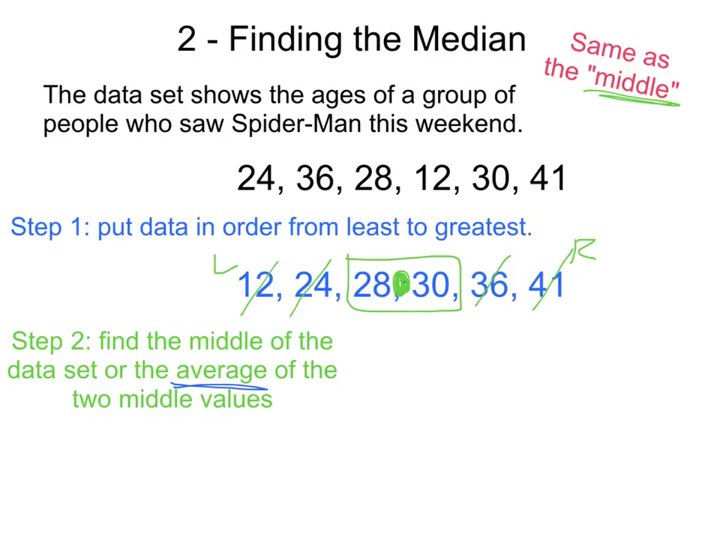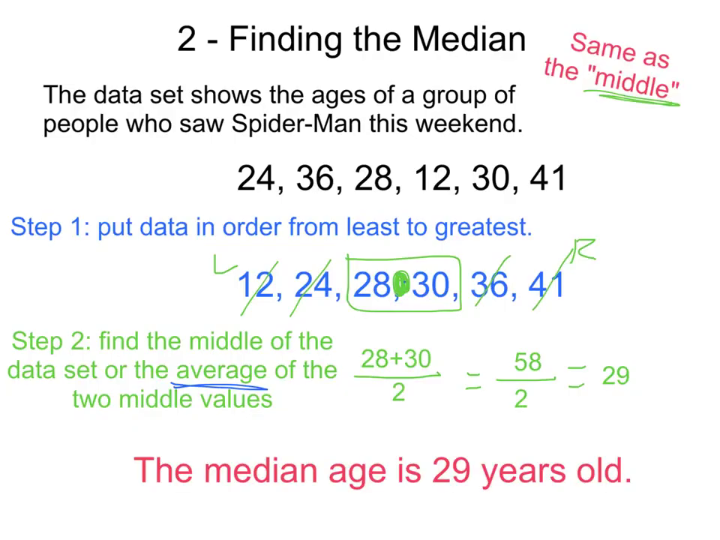Remember, we just found the average when we were finding our mean. So we're going to take these 2 numbers, 28 and 30, and divide by how many numbers there are, which is 2. So we add 28 and 30 and divide by 2. 28 plus 30 gives us 58. 58 divided by 2 gives us our final answer of 29. So we can say our final answer is the median age of people who went to Spider-Man this weekend is 29 years old.